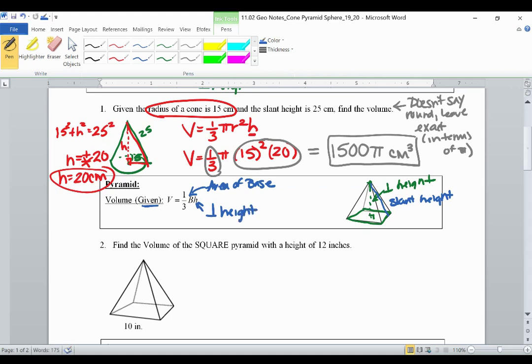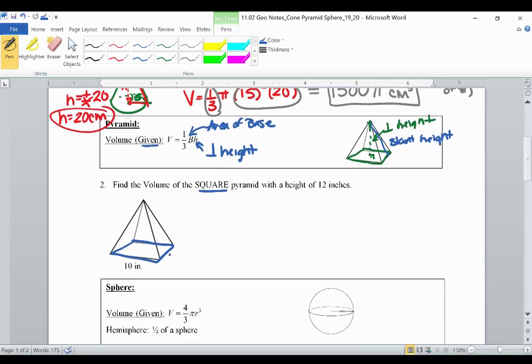Let's do an example. Find the volume of the square pyramid with a height of 12 inches. So this tells us if it's a square pyramid that this, even though it looks rectangular, is a square. So each side is going to be 10 inches on that bottom. So when we do our volume, we take 1/3 the area of our base. Well, what's the shape of your base? The base is a square.